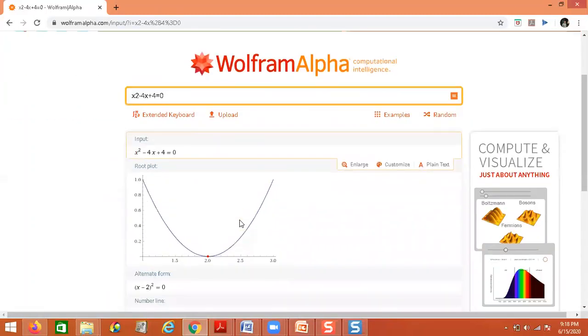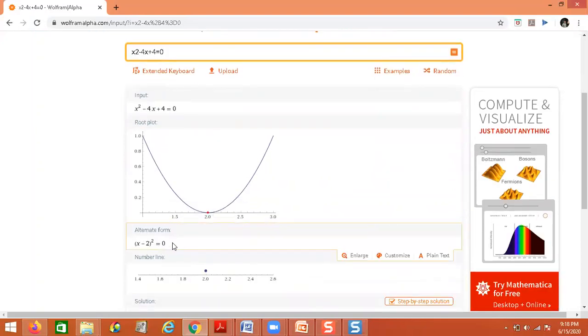Okay, so it's given you what is your input and it is giving you the graph of this particular equation, which helps you to visualize. And we know what a solution is. It is the x-axis intercept. So 2 is the solution. And it also shows the alternate form on a linear scale, how it will be.